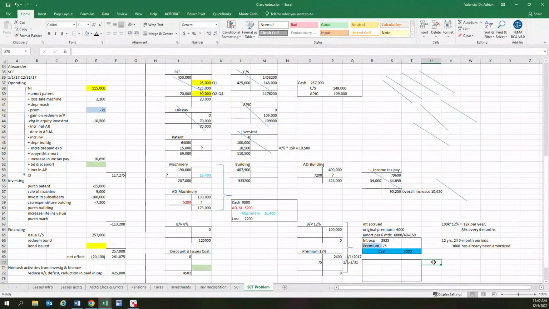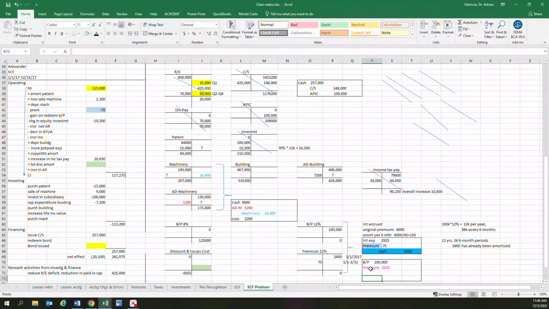Now think about it. Now we have to redeem this bond. We have to pay it off. So we're going to debit bonds payable. This is the transaction on 3/31. We're going to debit bonds payable for the $100,000. That's this amount right here. We have to debit it to get rid of it. We also have to get rid of whatever balance remains in the premium. So 2,400 minus 75 leaves 2,325. So we need to get rid of that as well, $2,325.